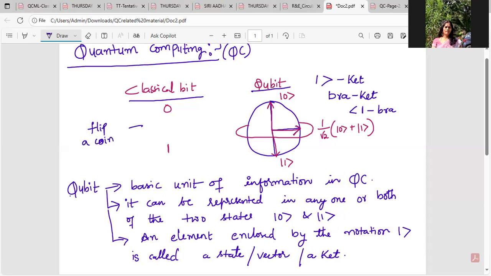Now, coming to a qubit, if you ask me, is it also related to flipping a coin? Yes, it is also related to flipping a coin, but not after the coin has landed. It's like the coin is in the air. I have flipped a coin, the coin is in the air, and at any point of time when it is flipping in the air, if I want to know in which state it is, if I start interpreting the state in which the coin is at any point of time, then that would be called a qubit.